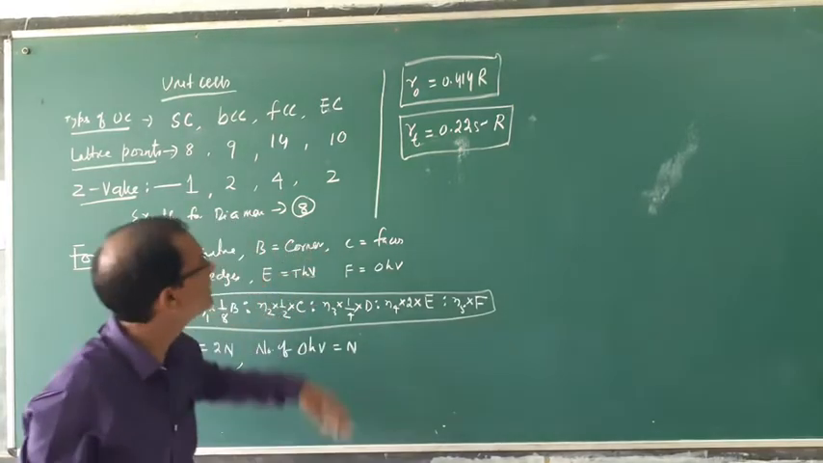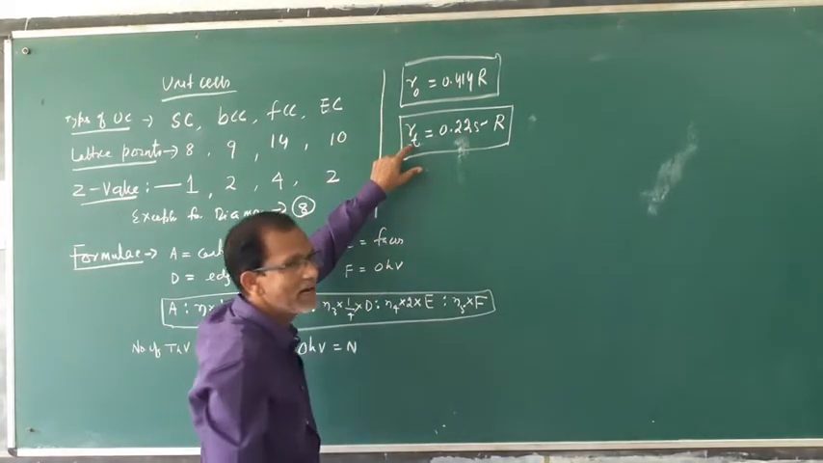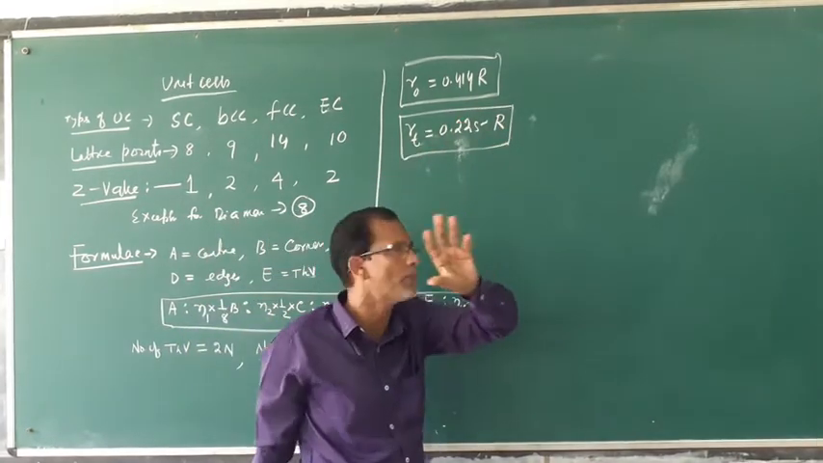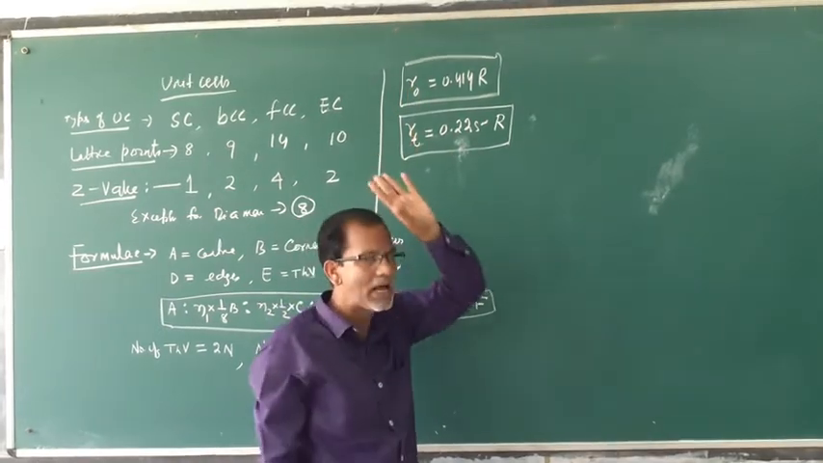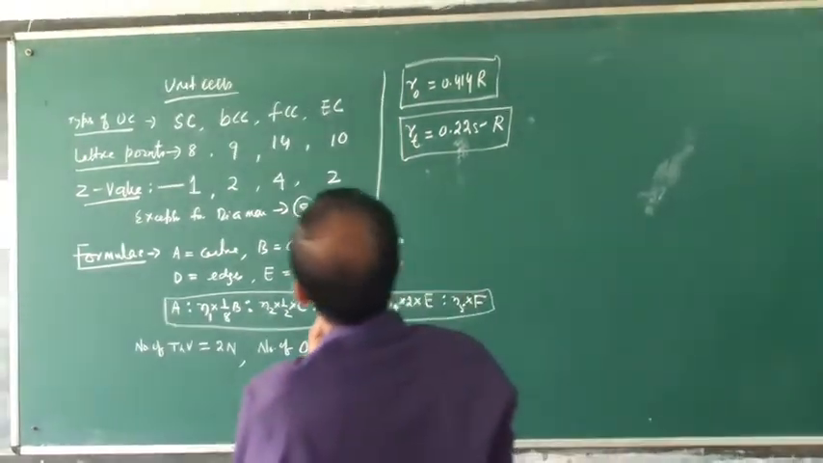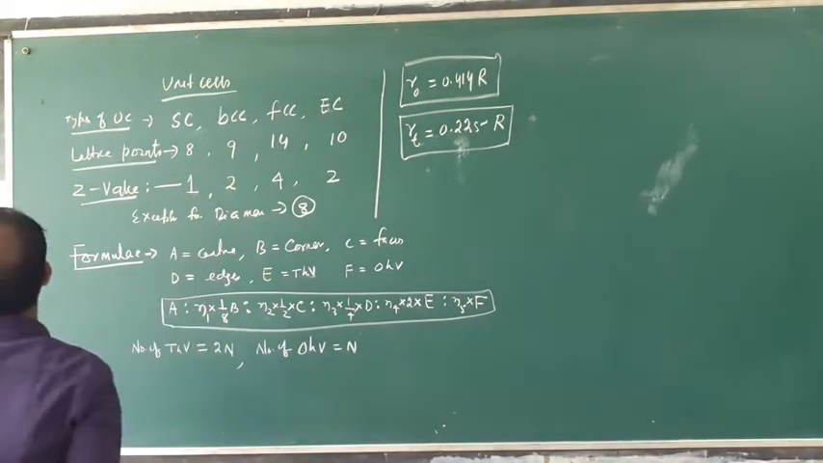This indicates octahedral voids are greater than tetrahedral voids. Capital R indicates the radius of a sphere and small r indicates the void size. Okay, this is the relation we have to remember. The derivation is different, but this is the formula we have to remember.